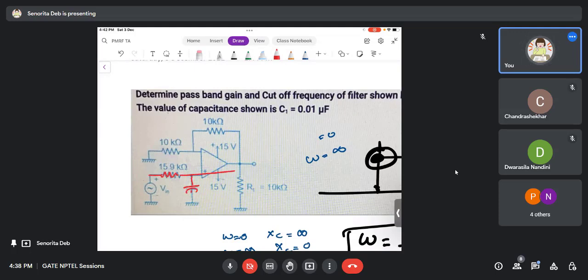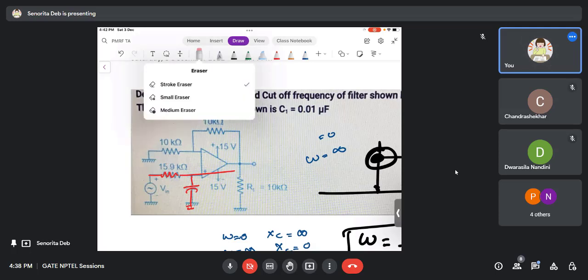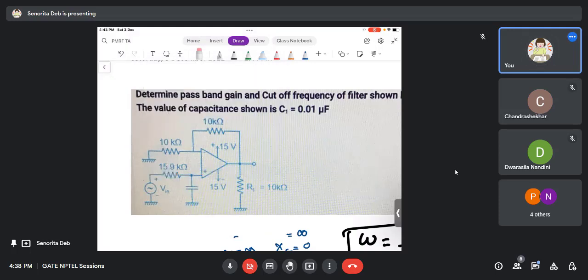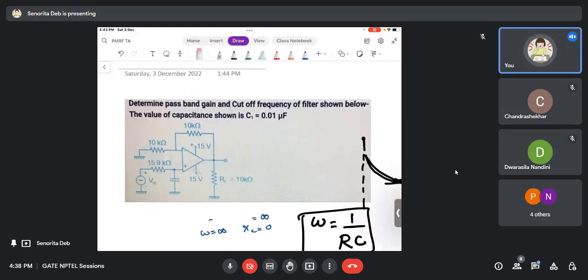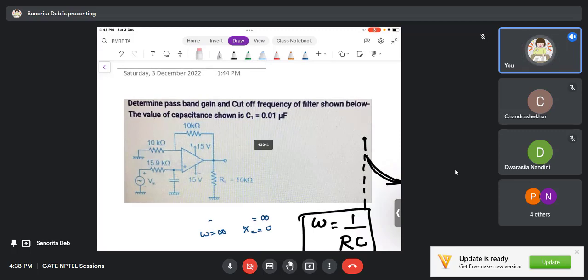So, this is a low pass filter. Okay. Now, let's come to the question. What it is saying: the pass band and cutoff frequency. Pass band gain. So, what is the pass band gain?